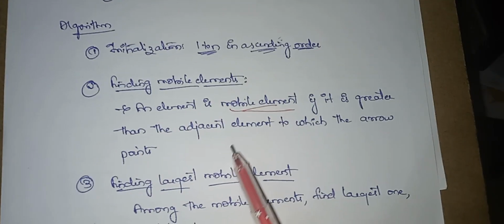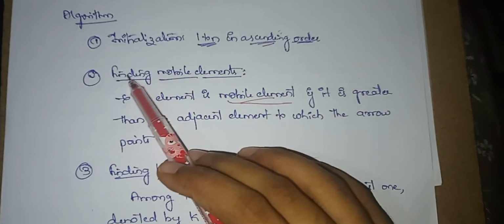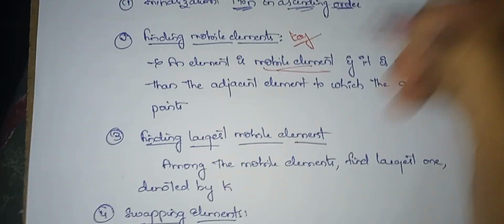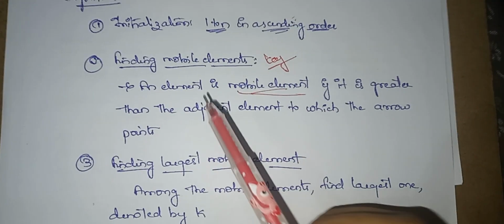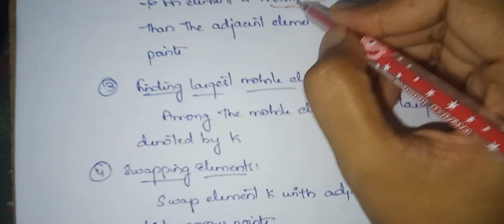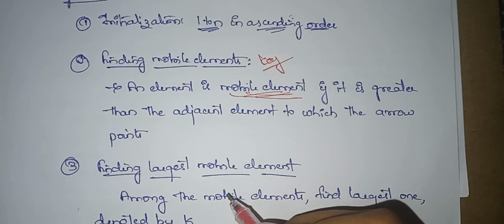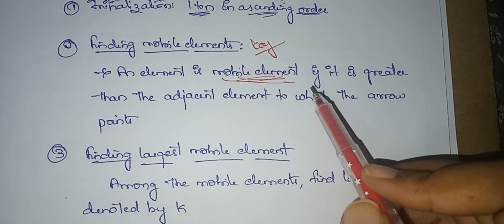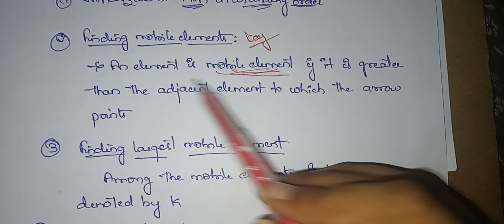Now moving on to the second step, finding mobile elements. This is the key concept of the Johnson-Trotter algorithm, where you have to identify the mobile element. I'll tell you what a mobile element is. A mobile element is something which is greater than the adjacent element.